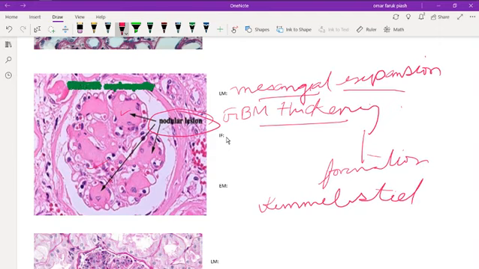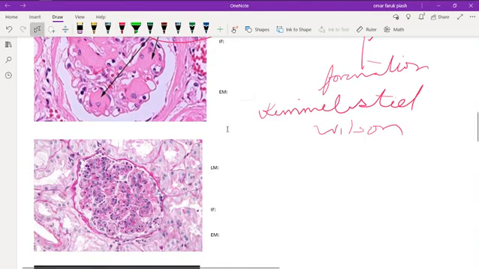Kimmelstiel-Wilson nodule. This is found on light microscopy, and this is the important feature we found in nephrotic syndrome, mostly diabetic glomerulonephropathy. There is another type of nephrotic syndrome called amyloidosis, and we know that in amyloidosis, Congo red stain shows apple green birefringence under polarized light due to amyloid deposition on the mesangium.